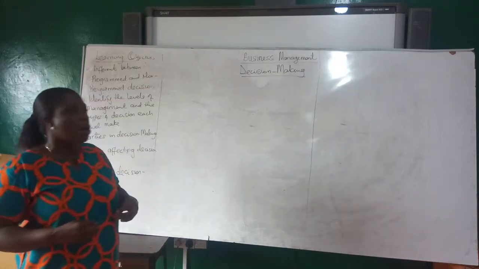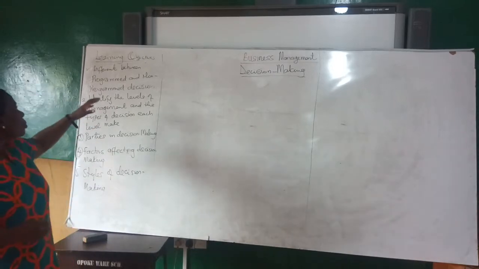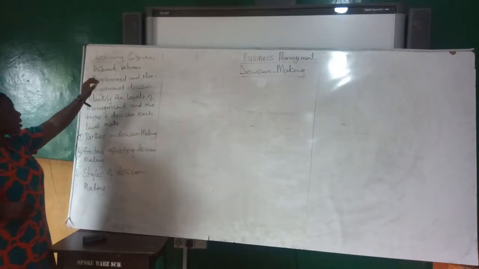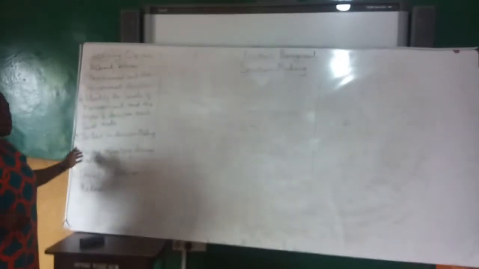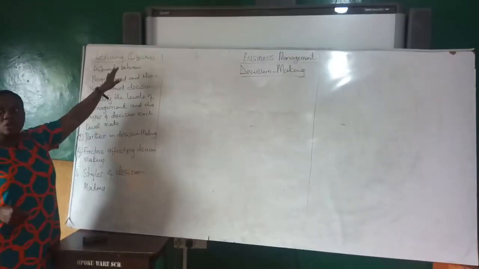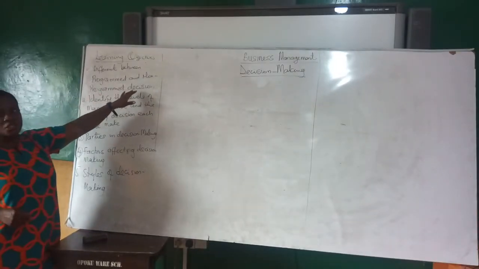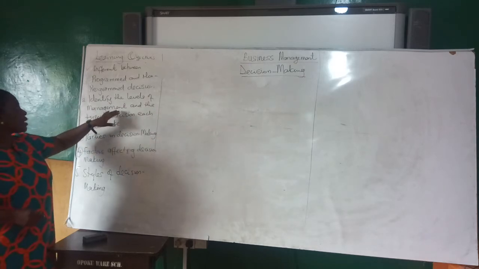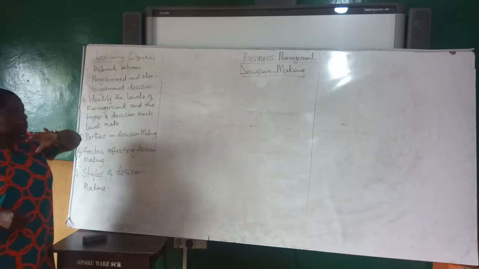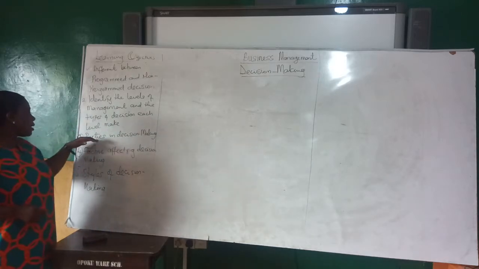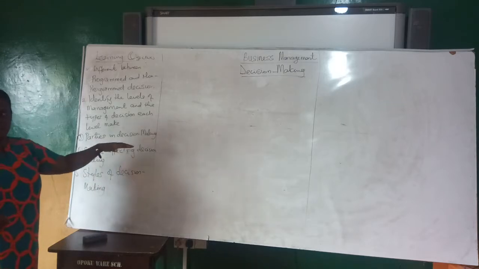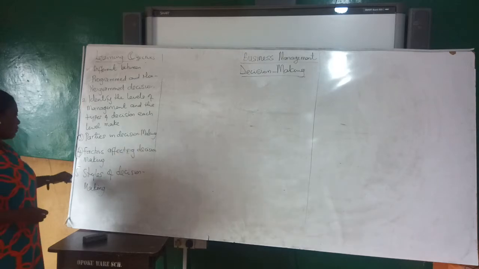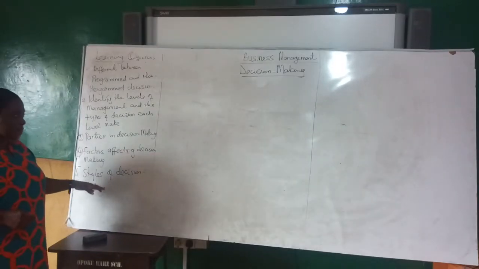Today, we'll continue with our learning objectives, still on decision making. We'll look at 5 learning objectives. 1, we're going to differentiate between programmed and non-programmed decision making. 2, we identify the levels of decision making in management, on management level. 3, parties involved in decision making. 4, factors affecting decision making. And 5, styles in decision making.